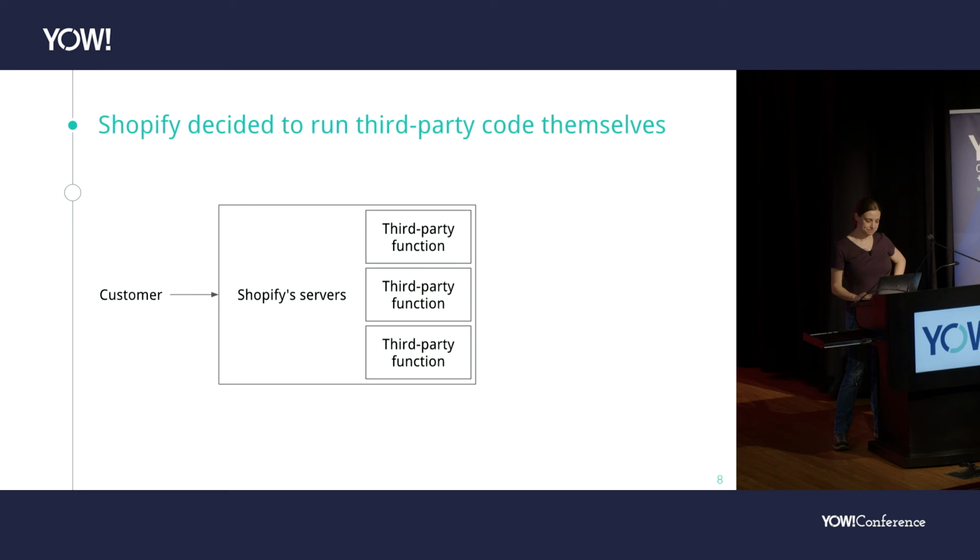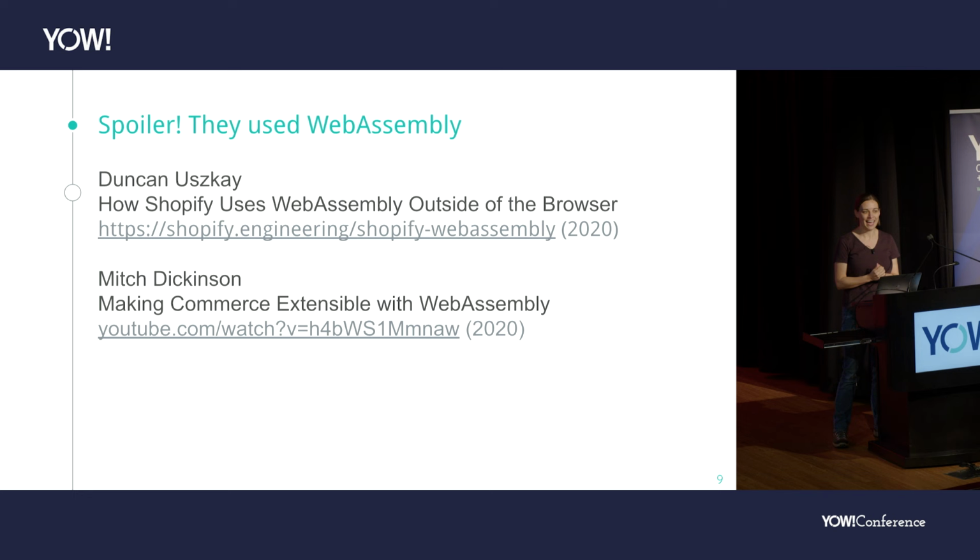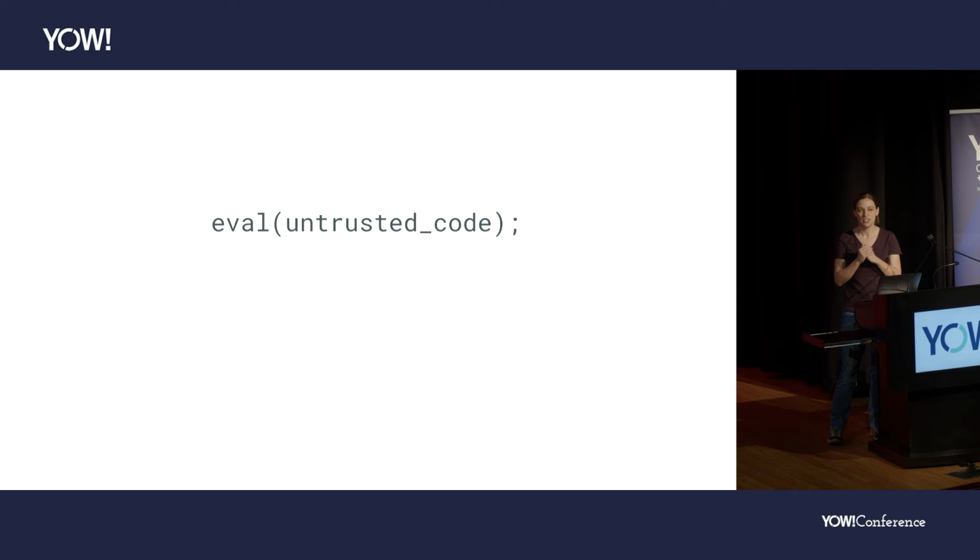So, as a spoiler, they used WebAssembly for this. And shout out to the Shopify engineers who have given talks about this and made blog posts about this. Highly recommend checking them out. They go into a lot more detail about how exactly they did this. So we're going to step away from that for a little bit and talk about, generally, why do we not want to do this? Why do we not want to run untrusted code?